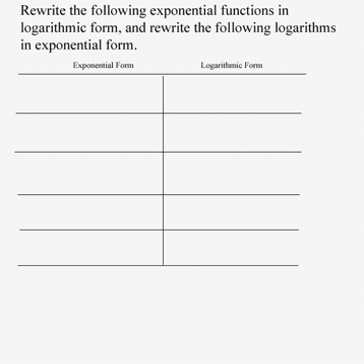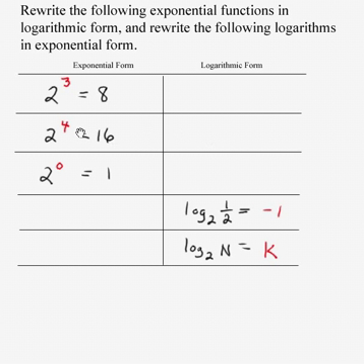Let's look at some things in exponential form. Let's look at them in logarithmic form. So if I've got 2 to the third power equals 8, 2 to the fourth power equals 16, 2 to the 0 power equals 1, all true statements. If I have log of 1/2 base 2 equals -1, and log of n base 2 equals k, let's try rewriting these first three in logarithmic form and these last two in exponential form.